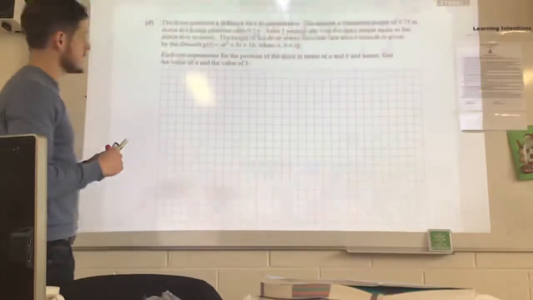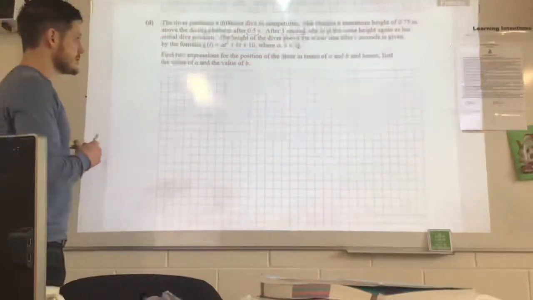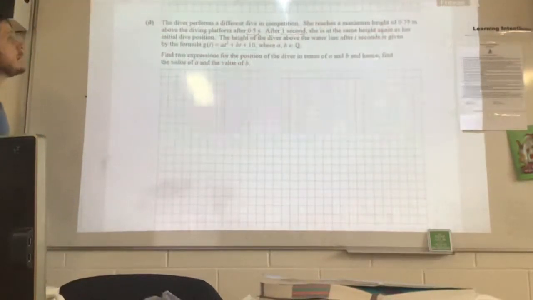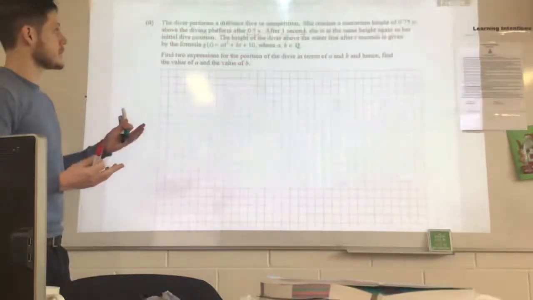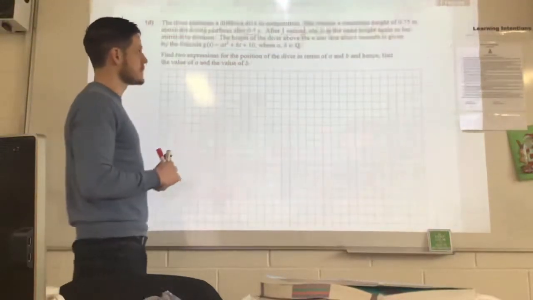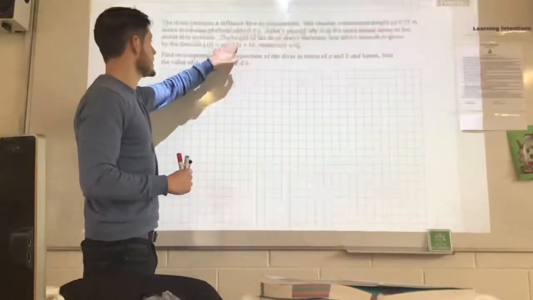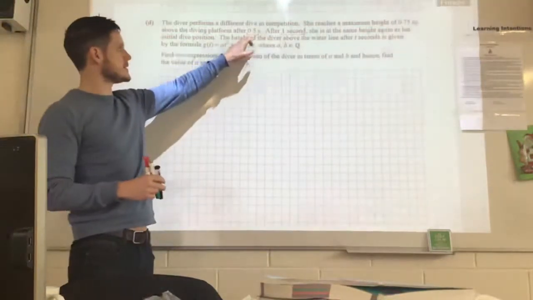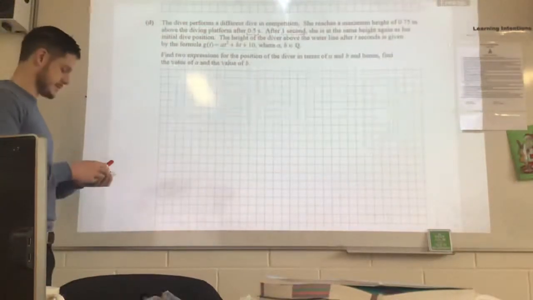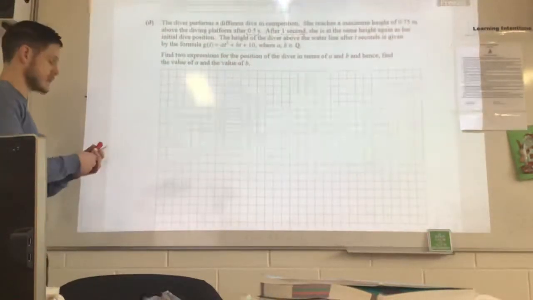So it says that the diver performs a different dive in a different competition, so reaches a maximum height of 0.75, so we'll use that in a minute, above the diving platform after 0.5 seconds. So that's my time. So we need to form two equations here and then solve them simultaneously. And if you look here, 0.5 is my time, and sure look, we have t here for time as well. So what we're going to do is sub in this 0.5 in here to get our first equation. And then we're going to do the same thing again for 1 second, and we get a second equation. And once we do that, we can start to solve it.